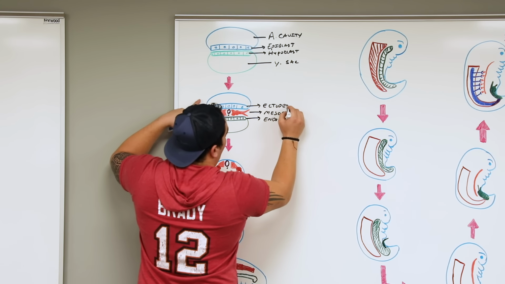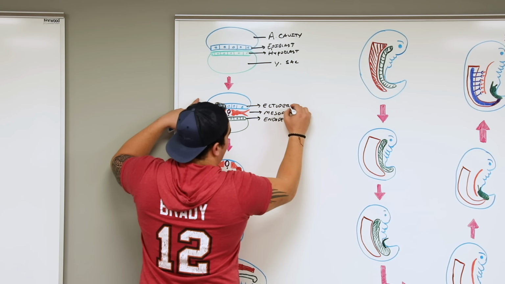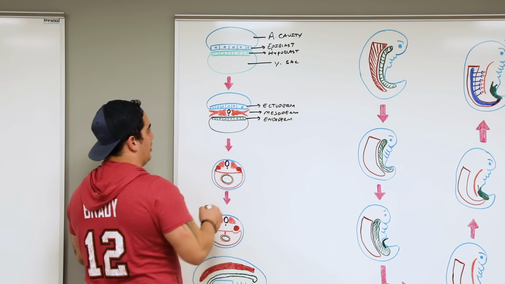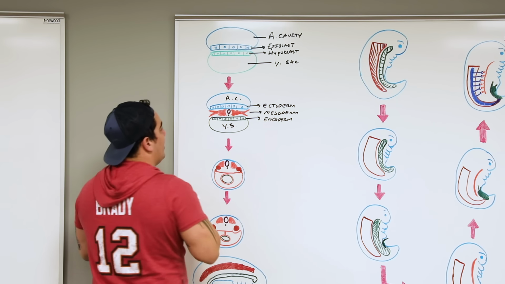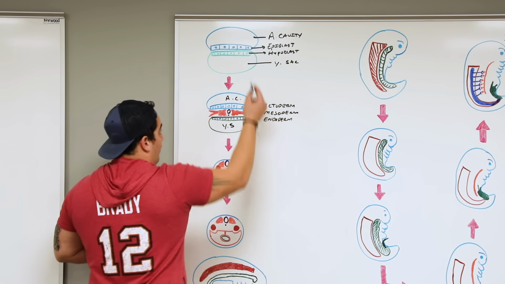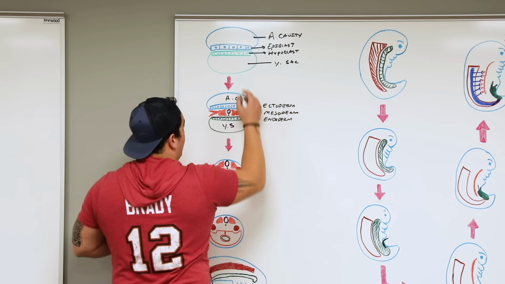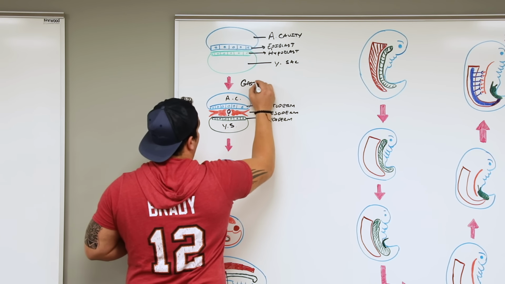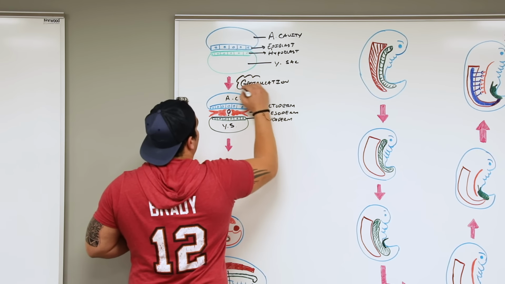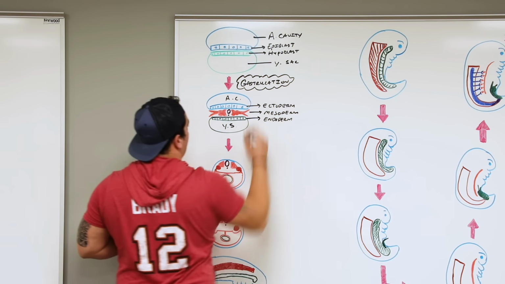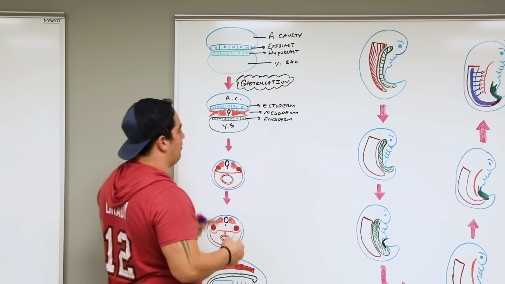So what do we know? We went from a bilaminar disc to a trilaminar disc. And again, amniotic cavity and yolk sac, right? This process by which we went from a bilaminar to a trilaminar disc is called gastrulation, right? Ba-boom.